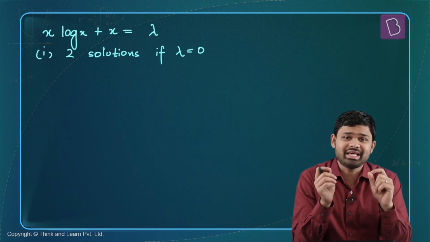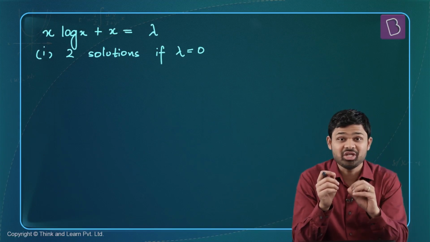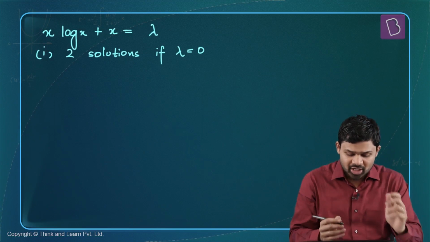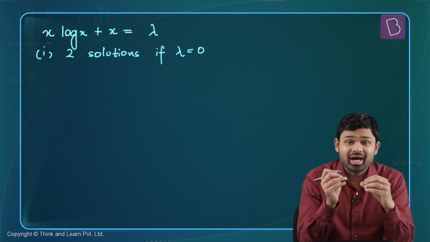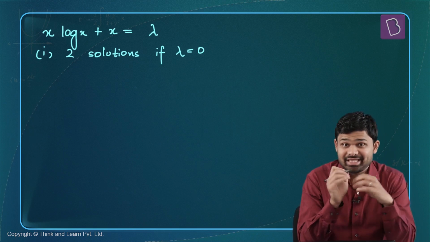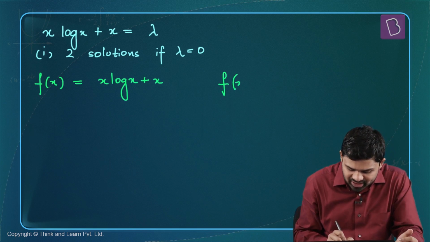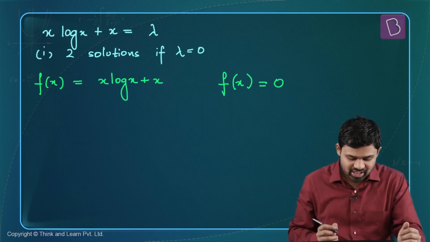The first option says that this equation, x log x plus x equal to lambda, has two solutions if lambda equal to 0. So if lambda equal to 0, what do we get? Let me call x log x plus x as f of x. So if lambda equal to 0, then I have f of x equal to 0 as my equation.